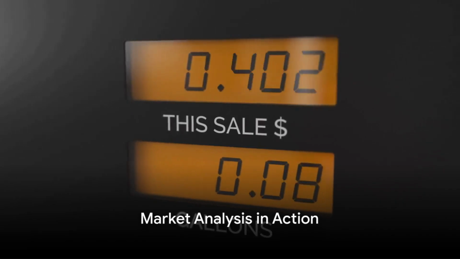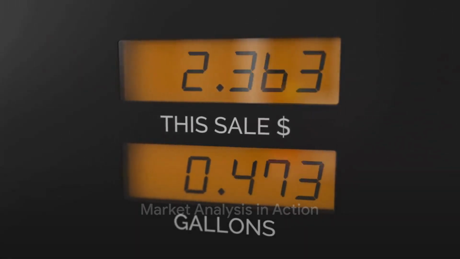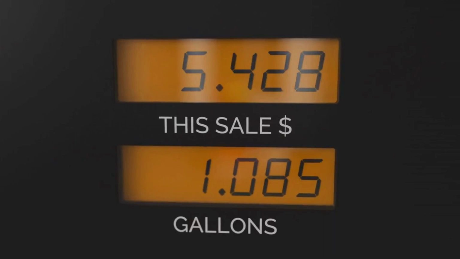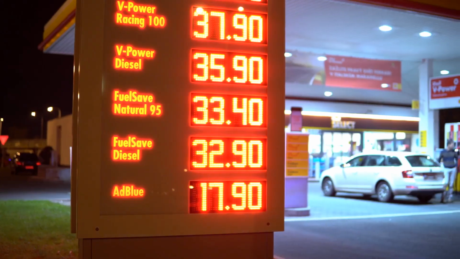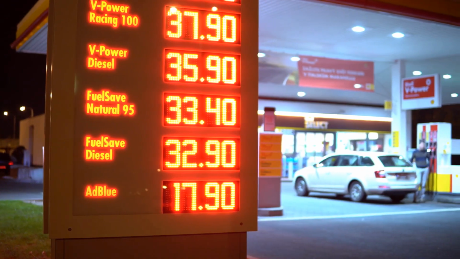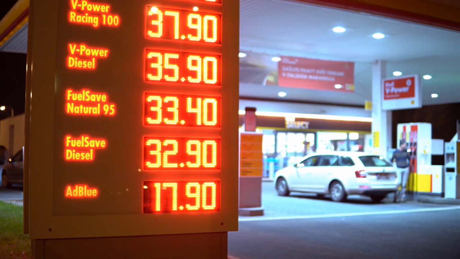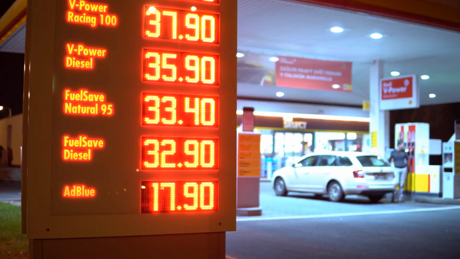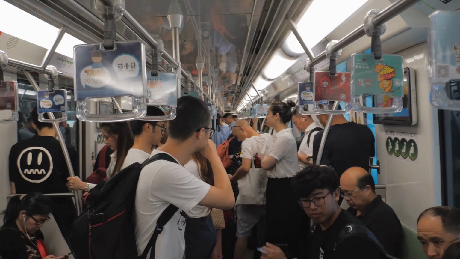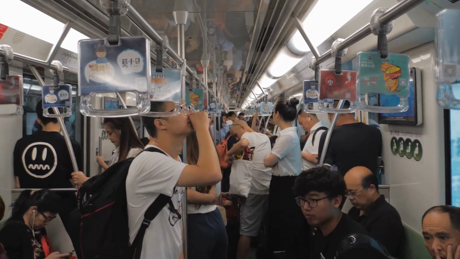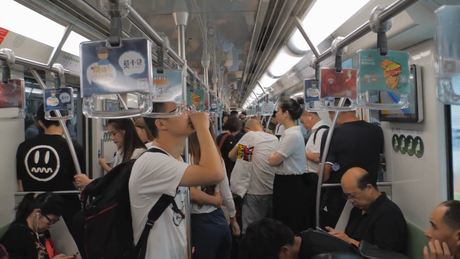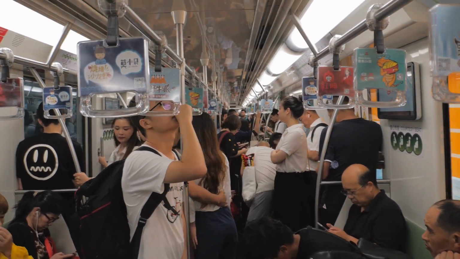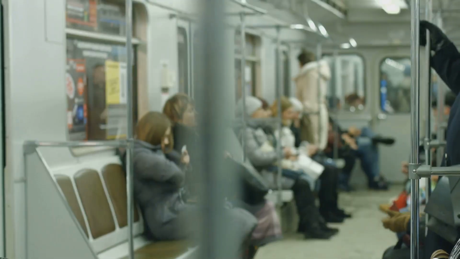Now that we understand these concepts, let's see them in action. Market analysis is not just about understanding the theory, it's about applying these concepts to real-world scenarios. Let's take the recent increase in the price of gasoline as an example. As the price of gas goes up, the demand for it doesn't necessarily drop dramatically. Why? Because for many, gas is a necessity, not a luxury. This is an example of price inelastic demand.